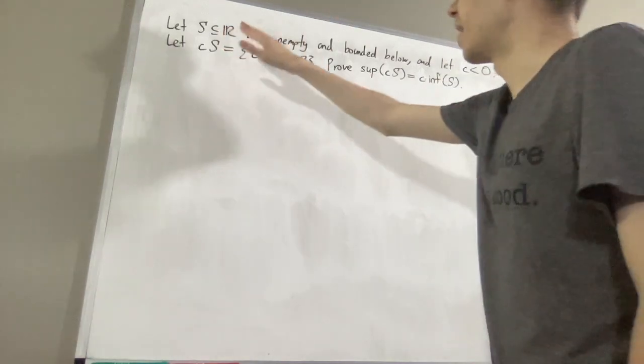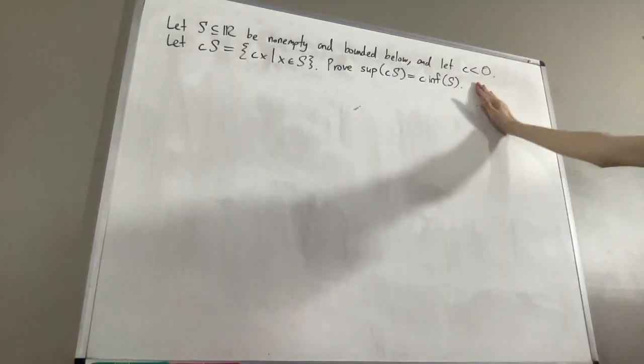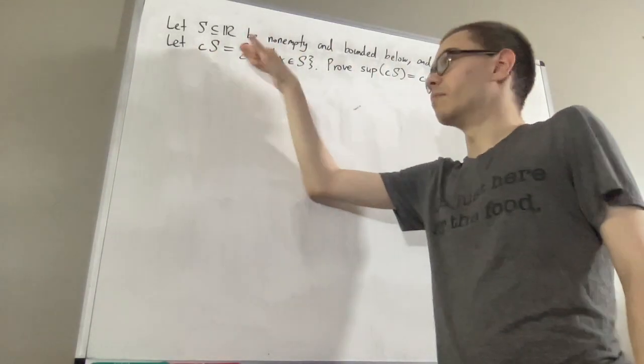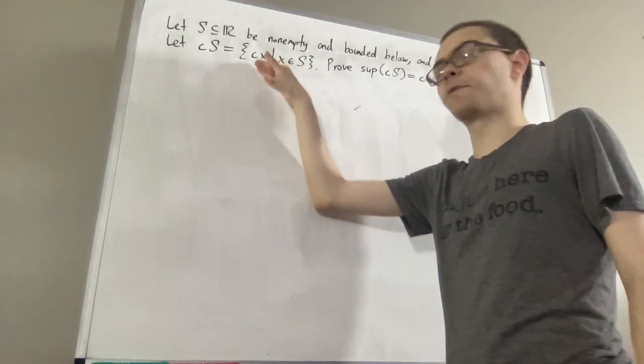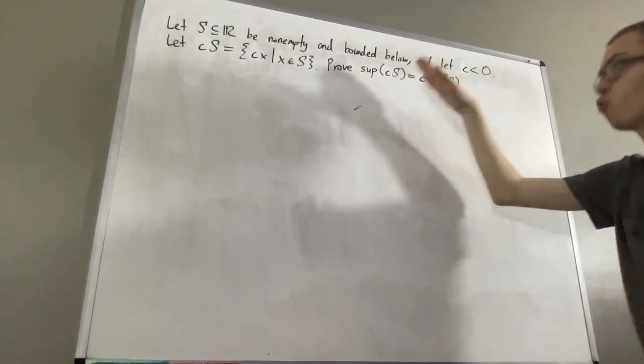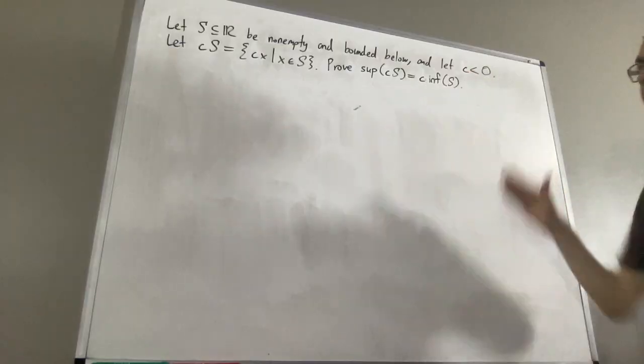Let S be a non-empty subset of real numbers that is bounded below, and let C be a real number less than 0. Let CS be the set of all real numbers of the form C times X, where X is an element of S. Prove that the supremum of CS is equal to C times the infimum of S.